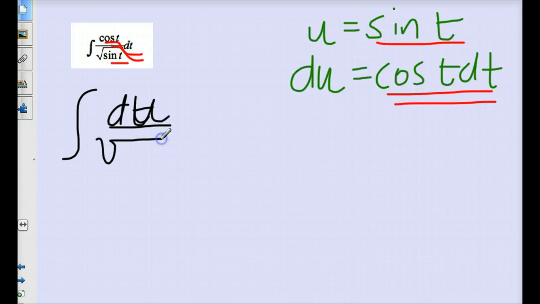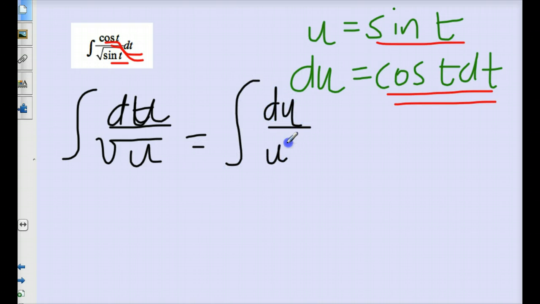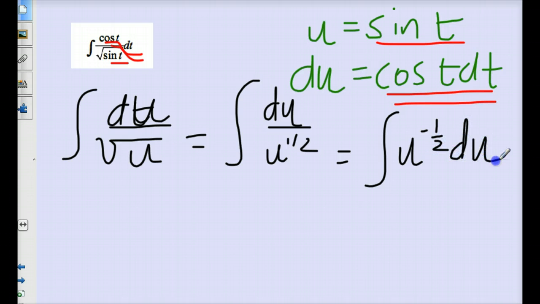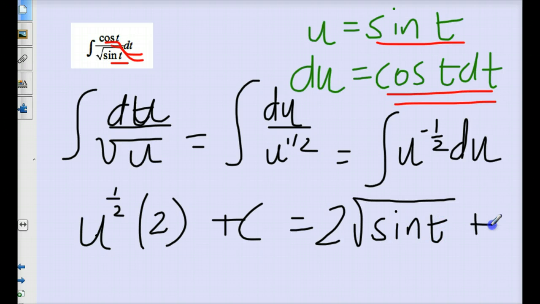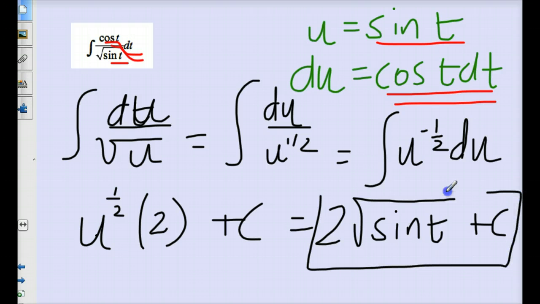And then inside I get the square root of u. Just like before, I rewrite this as u to the 1/2. And since this is my denominator, I need to move it up to the top. And now I'm allowed to use the power rule. So I get u to the 1/2 times its reciprocal, which is 2, plus c. And that gives us 2 radical, my u is sine of t, so I stick sine of t in here, plus c. And now you're finished.